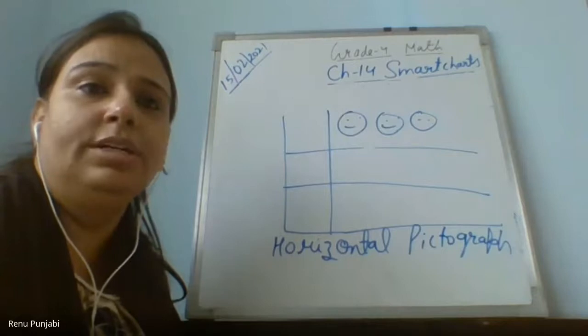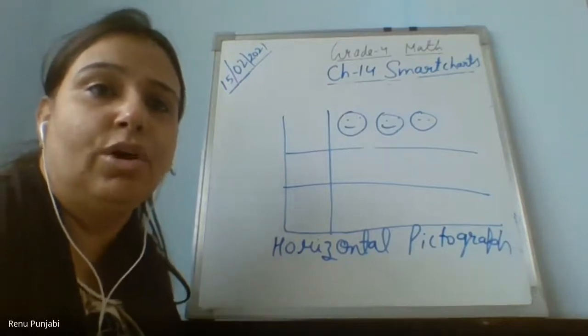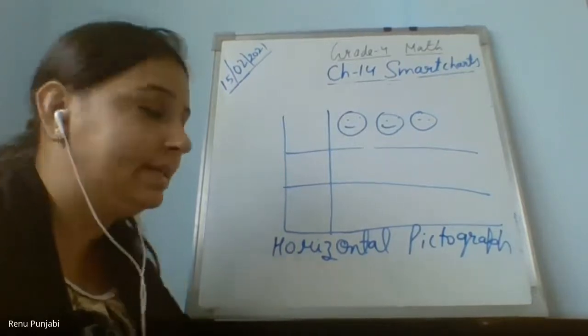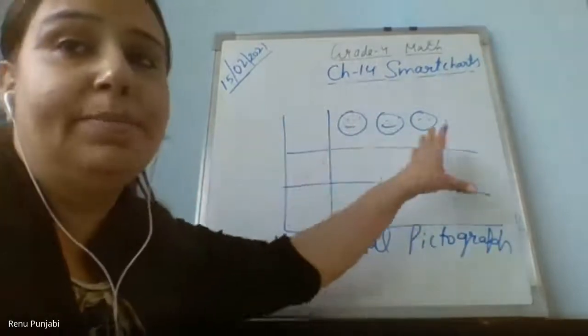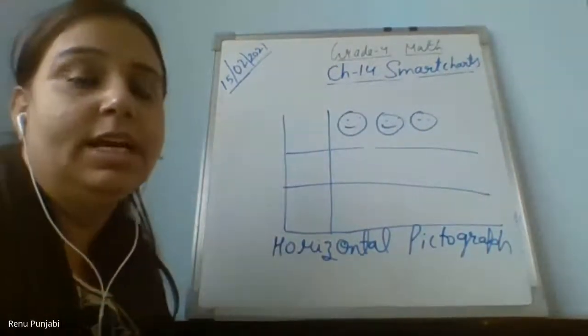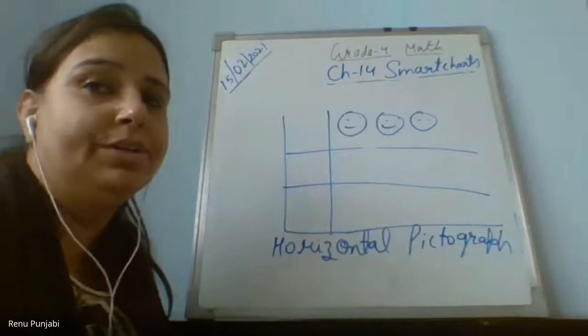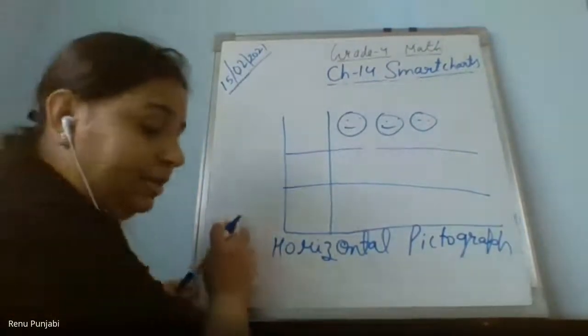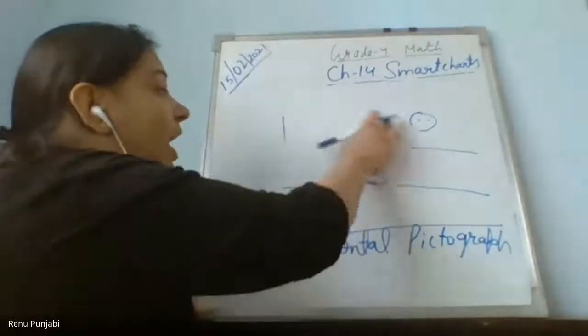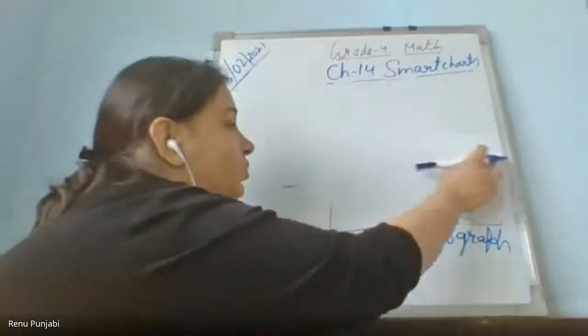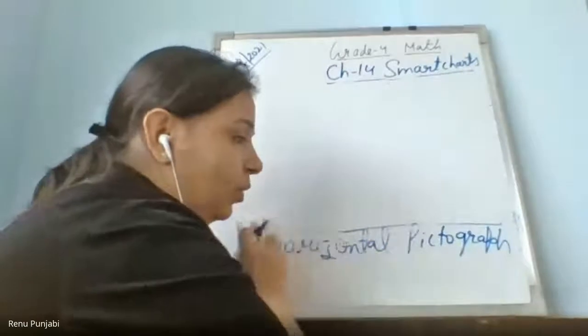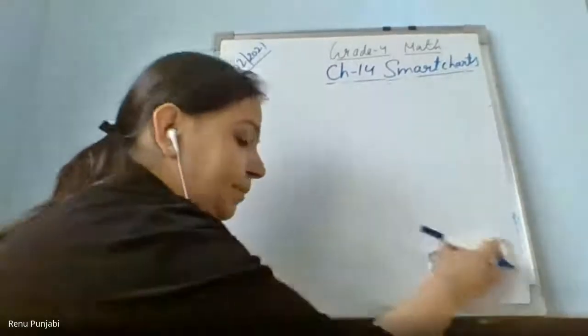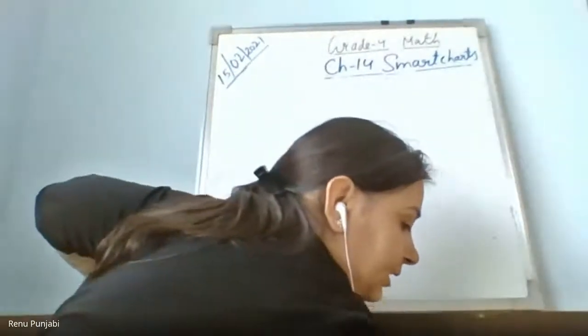Horizontal pictograph. When you draw the pictures on the horizontal line, means in the sleeping way, this is called, thank you children, horizontal pictograph. Now comes the vertical pictograph. When you are drawing the pictures vertically, you can open your textbook page number, just a minute, I'll tell you.